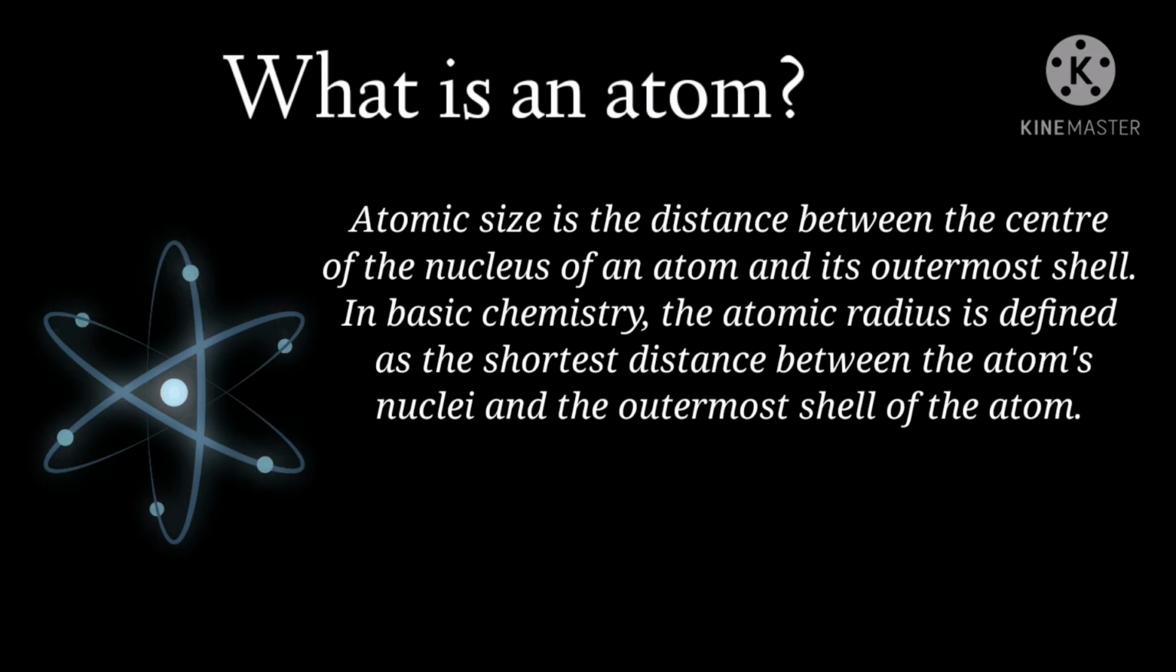Atomic size is the distance between the center of the nucleus of an atom and its outermost shell. In basic chemistry, the atomic radius is defined as the shortest distance between the atom's nucleus and the outermost shell of the atom.